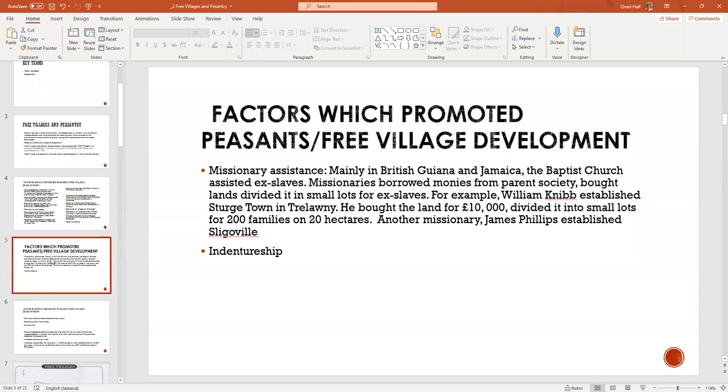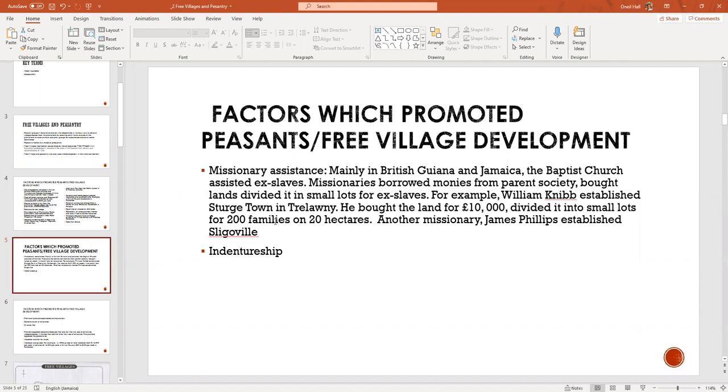Another factor, and a very important factor, that led to the development of free villages was the assistance given by missionaries, especially the Baptist Church. What the Baptist Church did was borrow money from their parent society or the church headquarters in Europe. They bought the lands for the ex-enslaved people, divided the land, and sold the land for cheap.